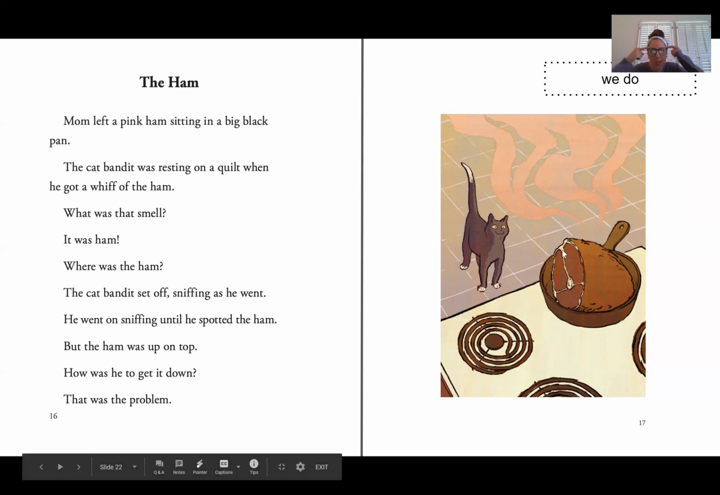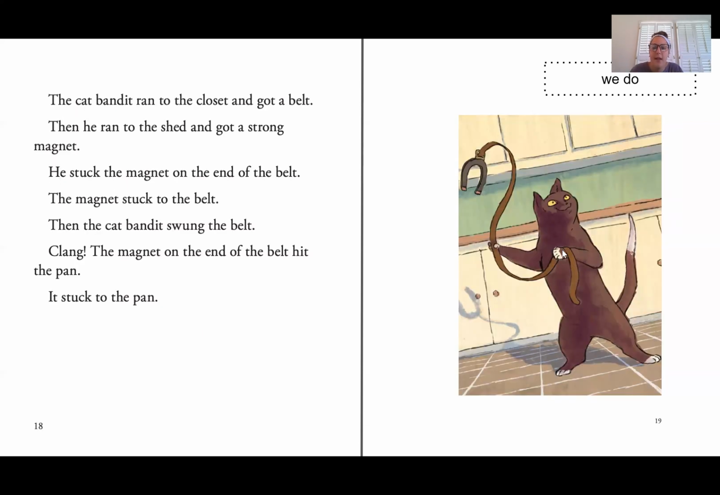All right, keep your prediction in your head. Very good, second graders. Make sure you're tracking the words as Miss Winkler reads them. Let's read our next page. The cat bandit ran to the closet and got a belt. Then he ran to the shed and got a strong magnet. He stuck the magnet on the end of the belt. The magnet stuck to the belt. Then the cat bandit swung the belt. Cling! The magnet on the end of the belt hit the pan. It stuck to the pan.